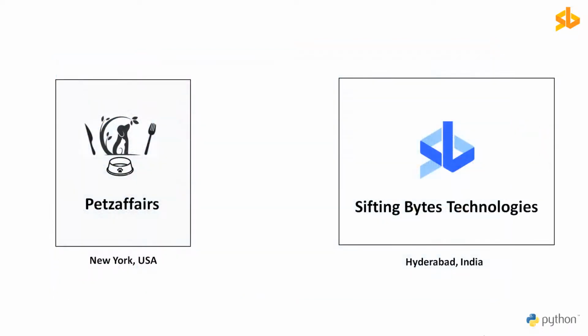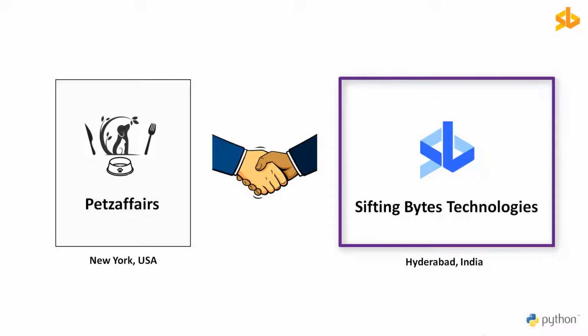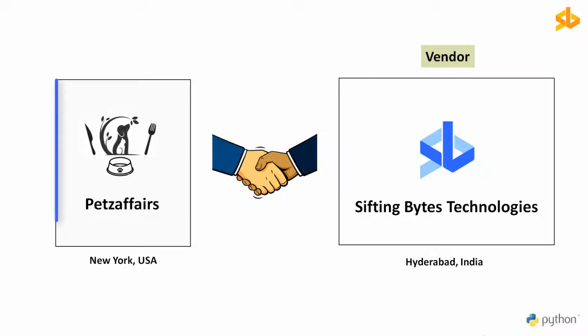Now coming back to the topic at hand, for this client-vendor relationship to work out, both the stakeholders have unique and important roles to play. The software development company, Sifting Bytes Technologies, is the vendor here, a software vendor which is into the business of developing and selling software. The company Pets Affairs is the client here, which is buying software from the vendor.